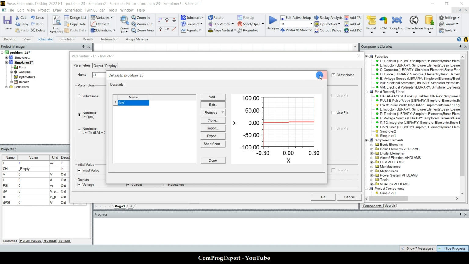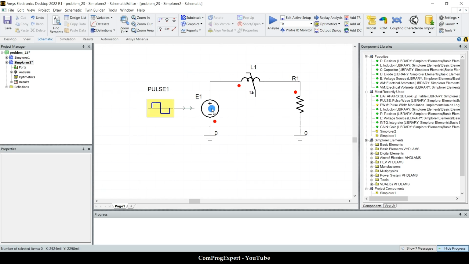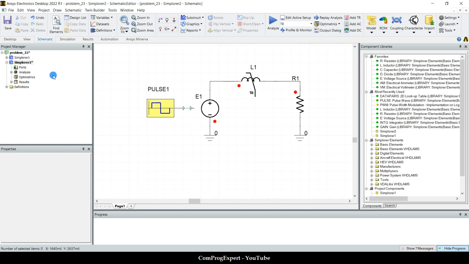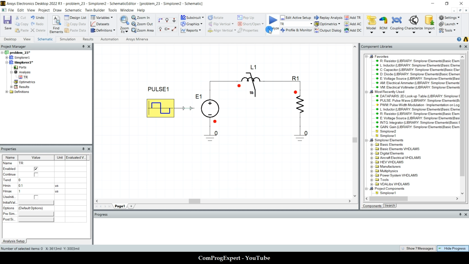You can extend the region and let's run the analysis. But in this case, because we have switchings, the time step for the simulation should be very low to calculate the switching instances correctly. So here I consider 0.1 microsecond and 1 microsecond here. So let's run the simulation and check quantities.